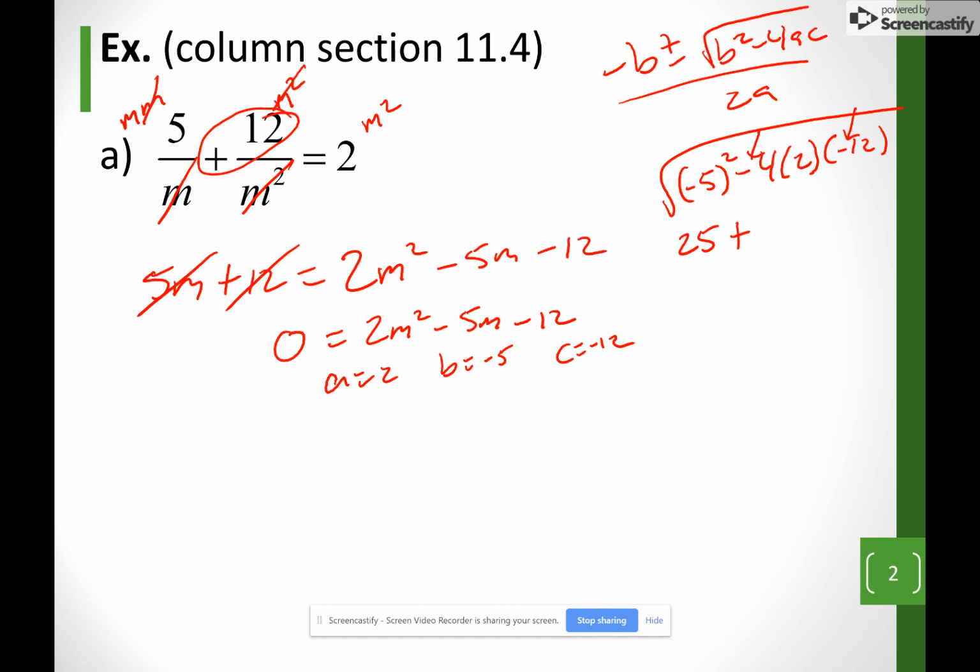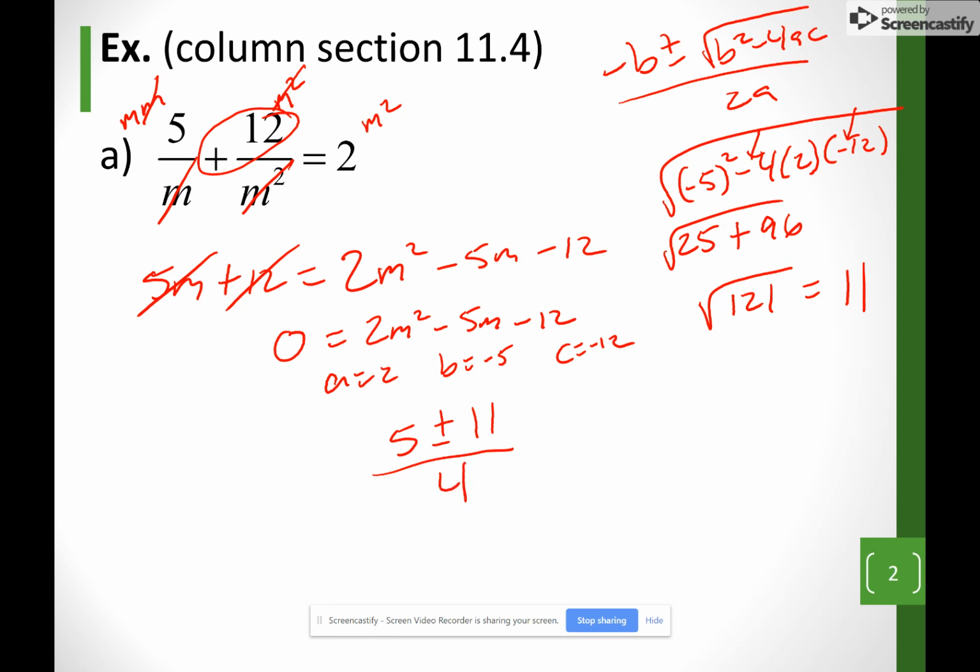12, that gives me 96. 96 plus 25, that gives me 121. And the square root of 121, we know that as 11. All right, so I'm going to use the quadratic formula, the whole thing. Negative b, my b is negative to begin with, so I have positive 5 plus or minus 11 over 4.